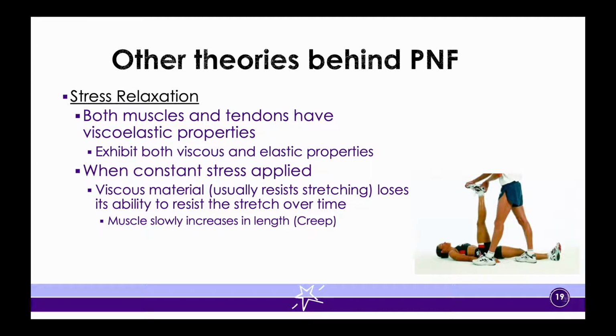So another one is stress relaxation. When we look at muscles and tendons, they tend to have both viscous and elastic properties. Elastic is just being elastic in that it can come back into shape. Viscous is more like a tougher, more sludge-like response to things. So they exhibit both the ability to stretch and the ability not to stretch. And the viscous material is usually what is resisting when we are being stretched.